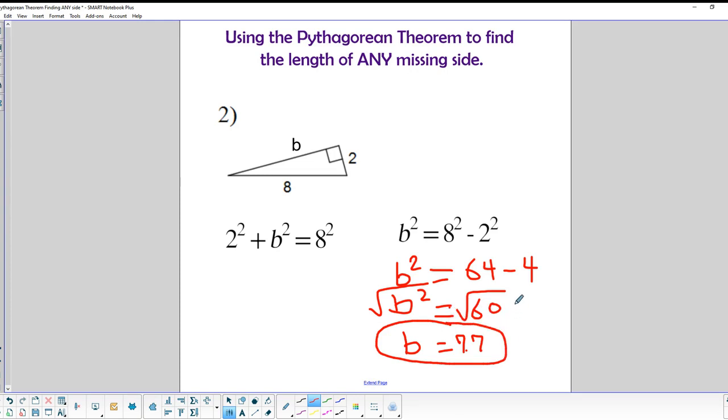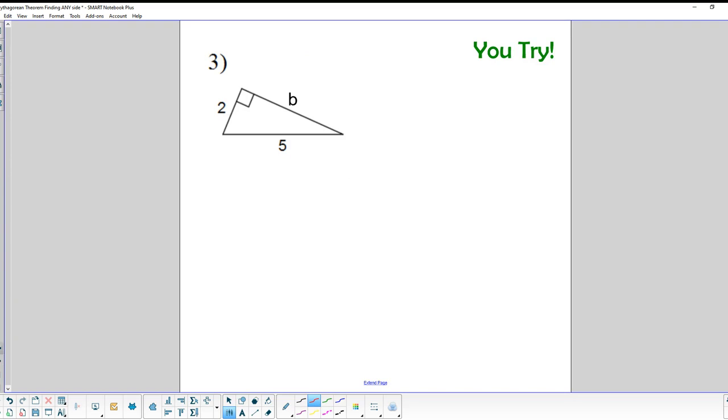You'll notice that at some point in the future, they're actually going to allow you to just leave the answer as the square root of 60. But for now, we are going ahead and calculating that square root and doing some rounding. Okay, here's another one. We're looking for B, the base. We know the hypotenuse and we know A.